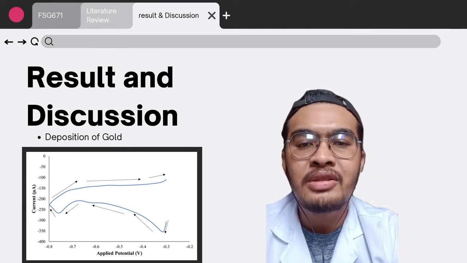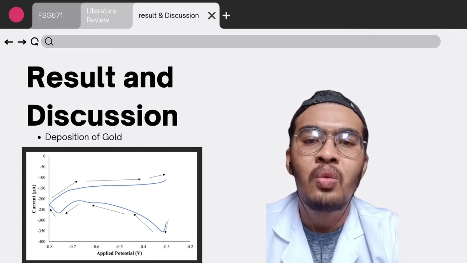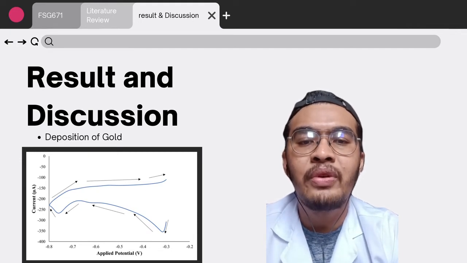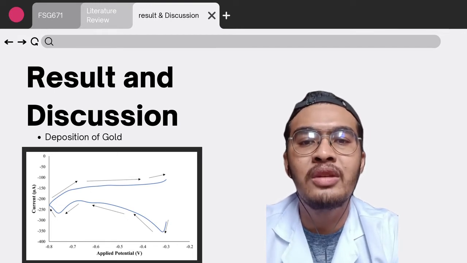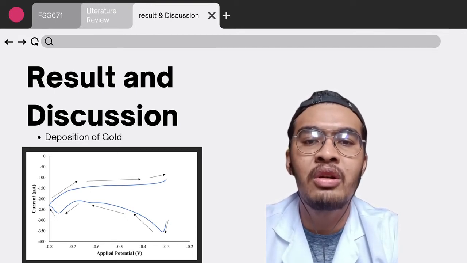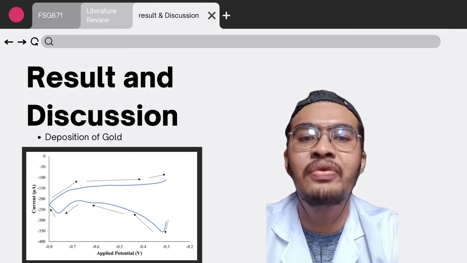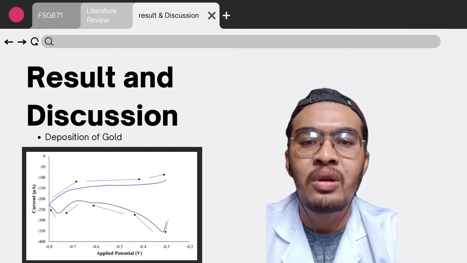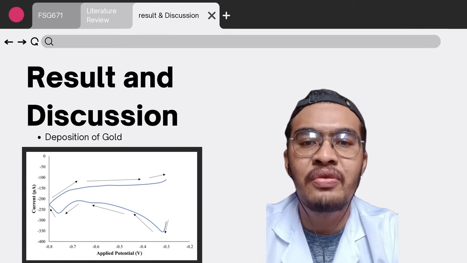The CV analysis was performed in a gold alloy solution containing 1 molar sulfuric acid by scanning potential from negative 0.3 volt to negative 0.8 volt and switching back to negative 0.3 volt at a scan rate of 100 millivolt per second for one cycle, as shown in the figure beside. The forward scan shows the reduction of gold, inducing the deposition of gold particles onto the SPGE surface.